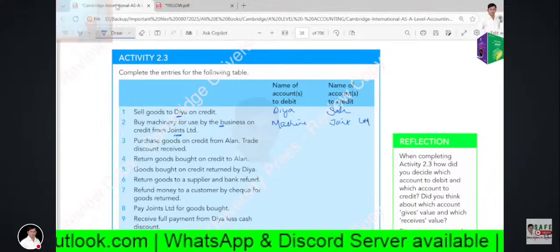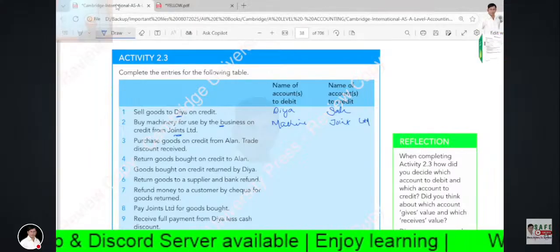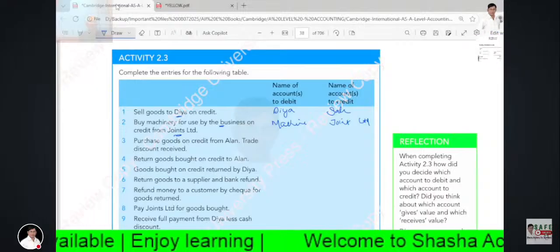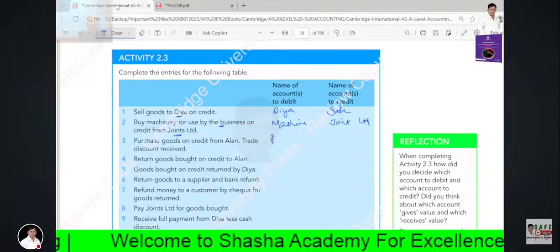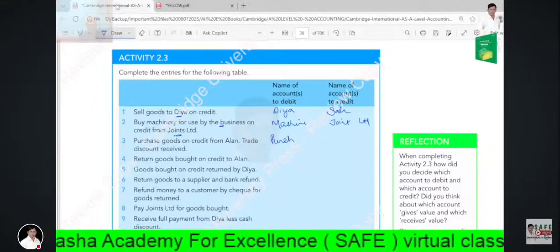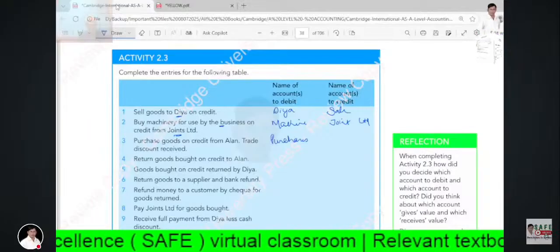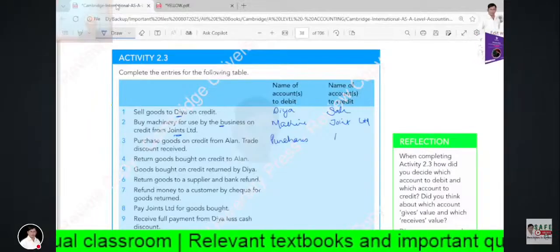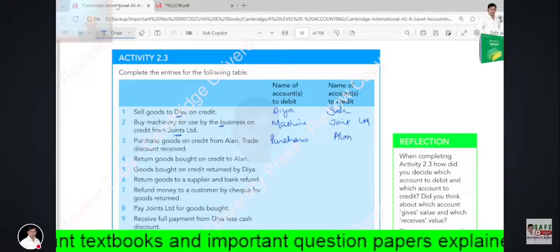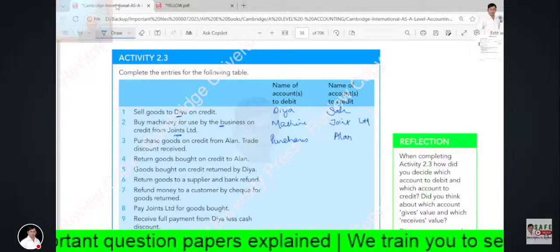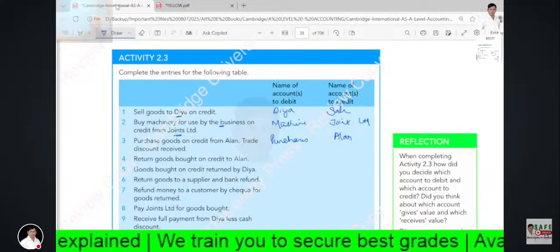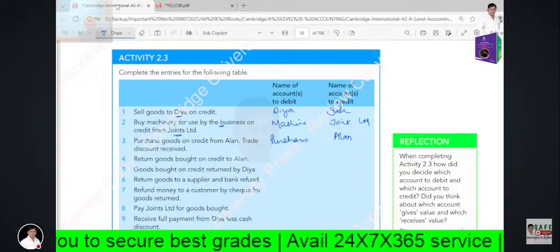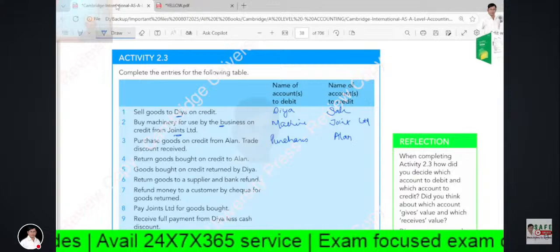Purchase goods on credit from Allen Trade, discount received. Whether it is a cash purchase or credit purchase, purchases are always purchases. So you write purchases, and Allen is the giver of the goods. The discount received will never be recorded because this is a trade discount. Trade discount is never recorded, so the net amount will be recorded.